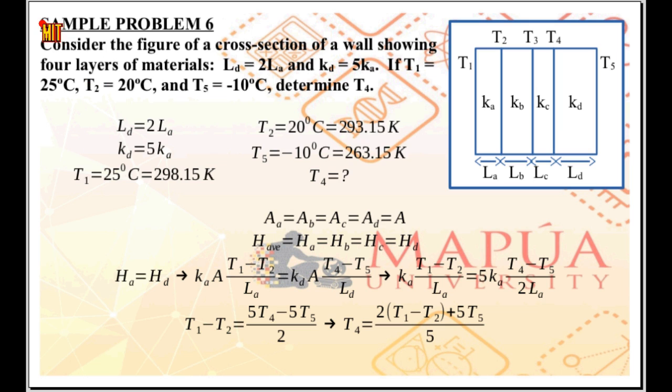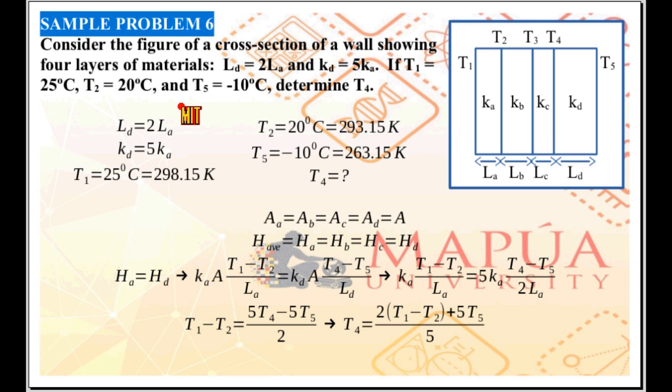And finally, we have sample problem number 6. Consider the figure of a cross-section of a wall showing 4 layers of materials. You have a cross-section of a wall, 4 layers of materials. You have material Ka, material Kb, material Kc, and material Kd. The first material, Ka, has a thickness of La, Kb has a thickness of Lb, Kc has a thickness of Lc, and Kd has a thickness of Ld.